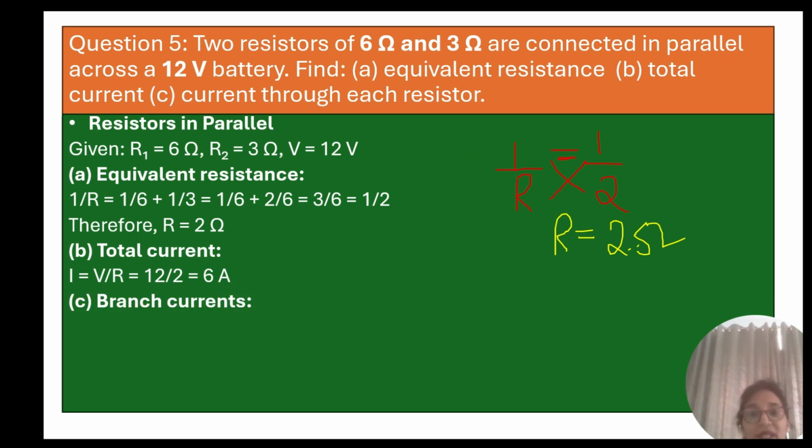Now here, the current through each resistor, which we even term as branch currents. So you have to take I1, which is 12 upon 6, that is 2 ampere, and I2, 12 upon 3, which is 4 ampere. And if you want to check it, I1 plus I2 will give you 6 ampere.